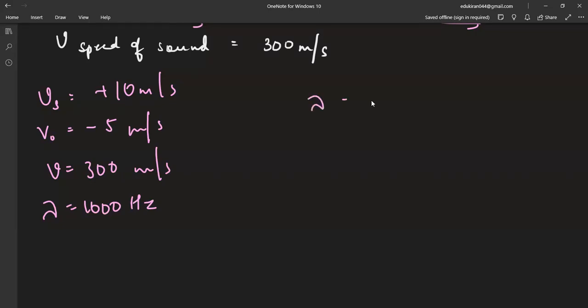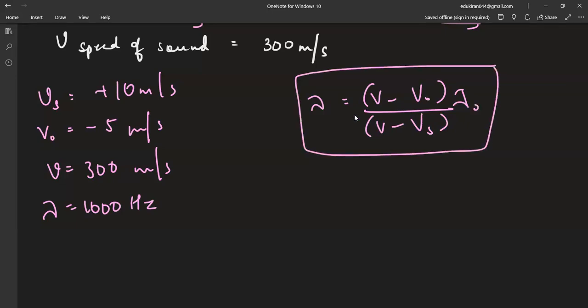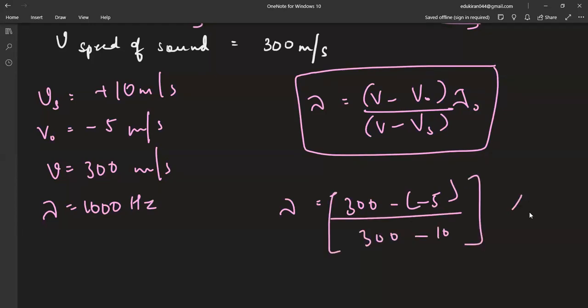So the formula is V minus V naught by V minus Vs into the original frequency. This is the formula. If we substitute in the values, we get 300 minus, this is minus 5, over 300 minus 10, into 1000.